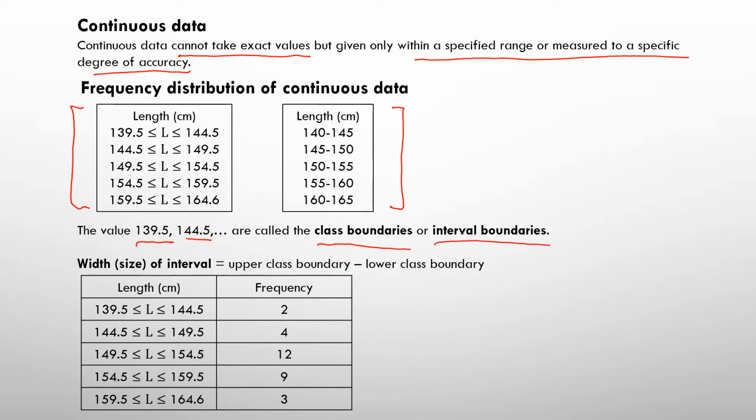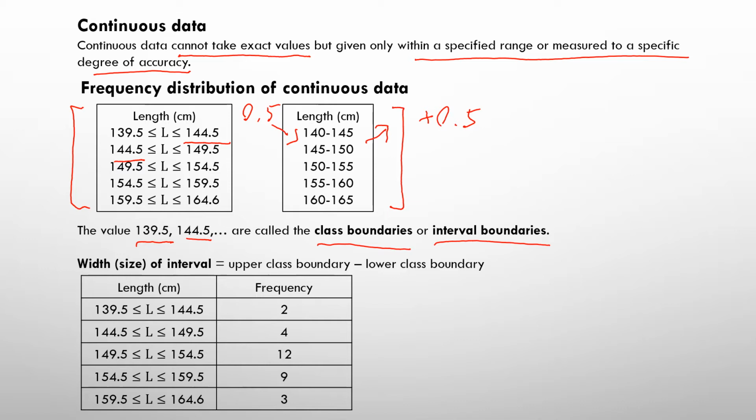And how we get the class boundaries is actually very easy. You just need to minus 0.5 for the lower boundary, and add 0.5 for the upper boundary. And there's a relationship between the lower boundary and the upper boundary. You can see it here clearly, 144.5, 144.5. That means the upper boundary for the first class will be the lower boundary for the second class.